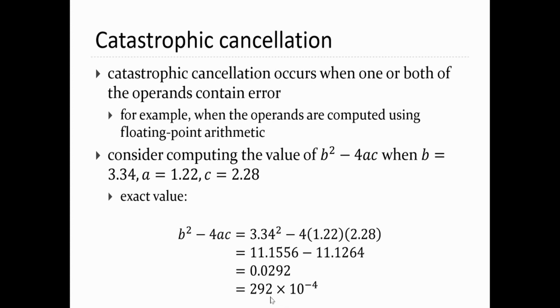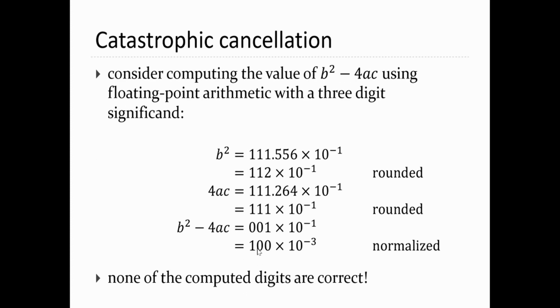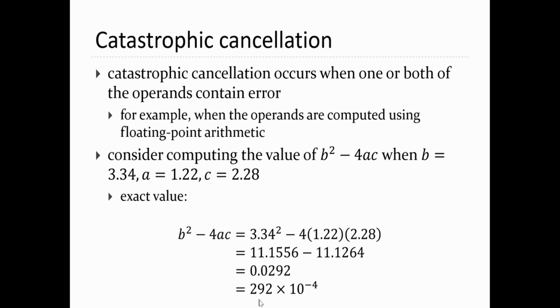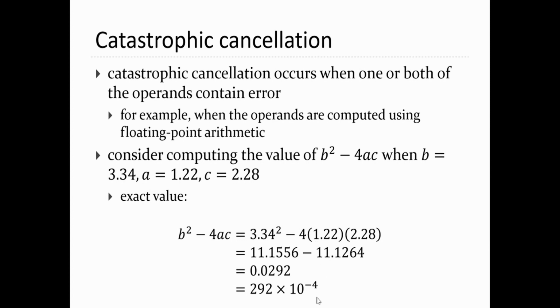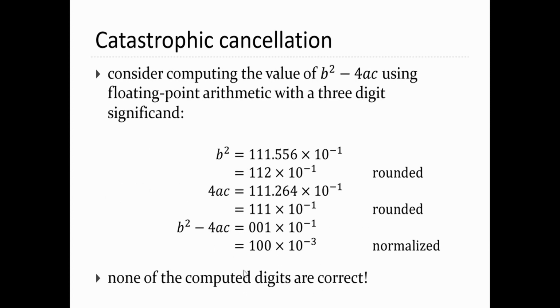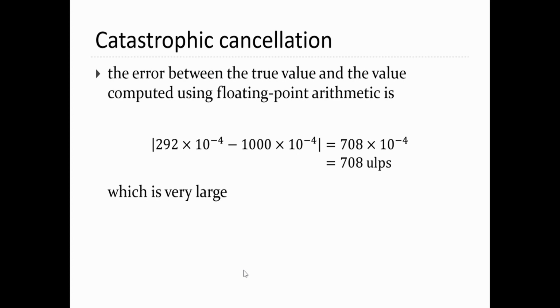What's the correct answer? It's 292 times 10 to the minus 4. None of those digits are correct. Not a 1. The exponent's not correct either. That exponent is minus 3, this is minus 4. What's the error between the two? If you calculate the error in ULPs, it's 708 ULPs, which is enormous.